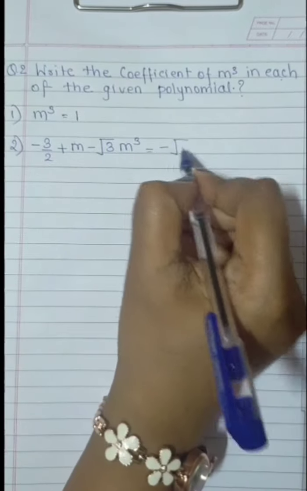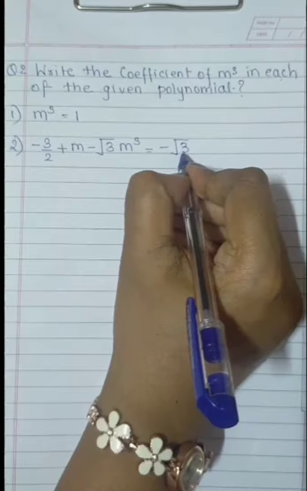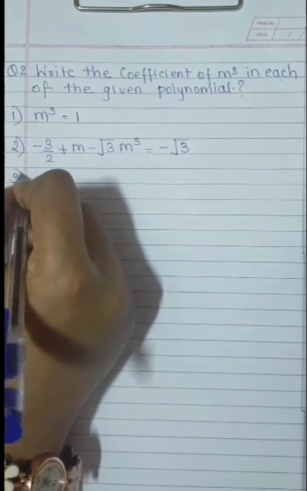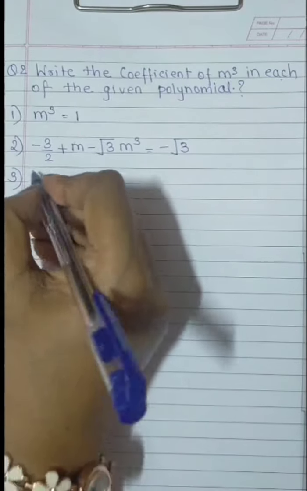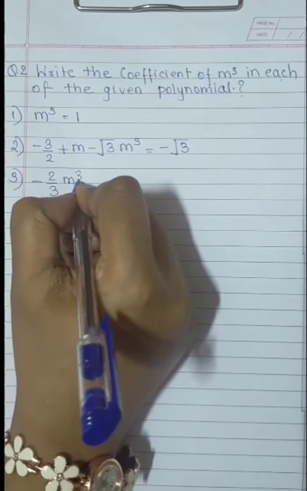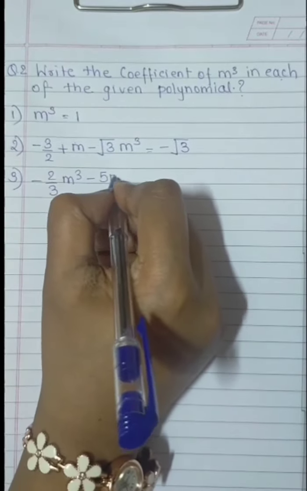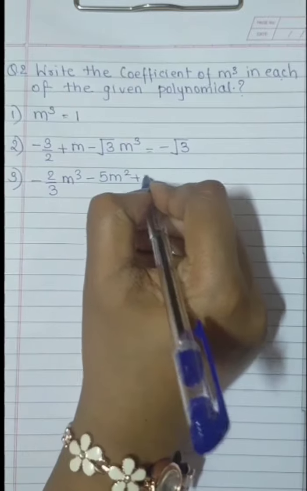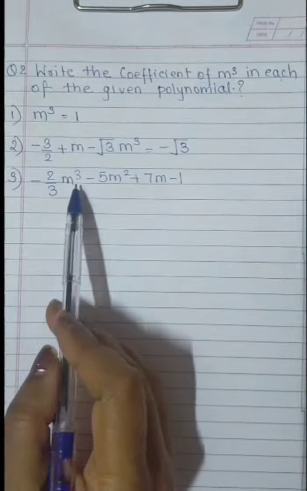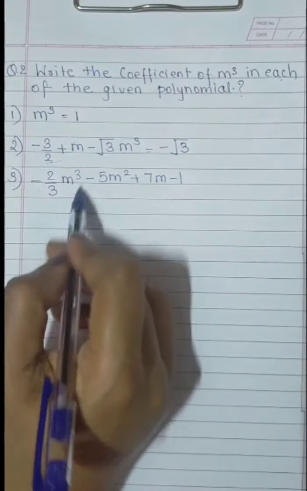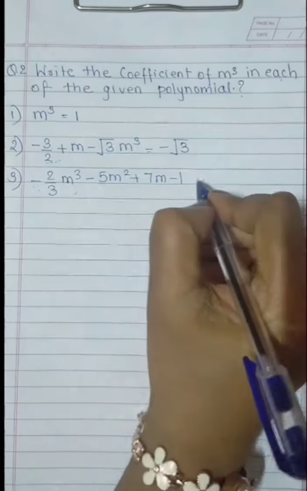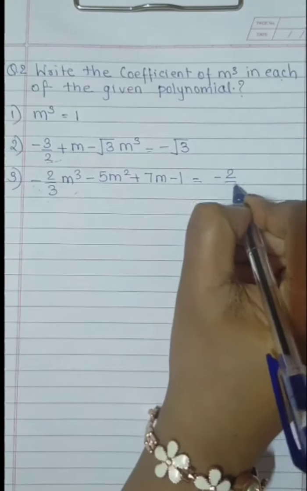Minus square root 3. Okay, now next question is given, question number 3. It is minus 2 upon 3 m cube minus 5 m square plus 7 m minus 1. So here also we have to write the coefficient of m cube. So coefficient of m cube is minus 2 upon 3. So answer is minus 2 upon 3.